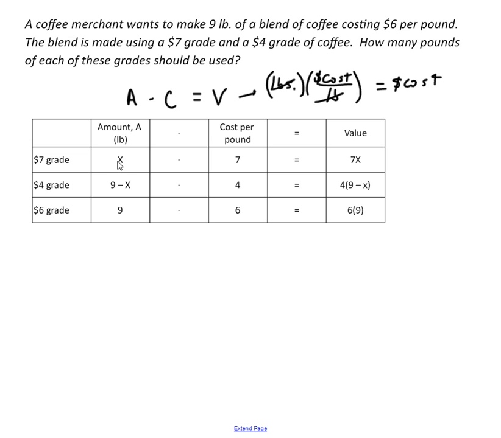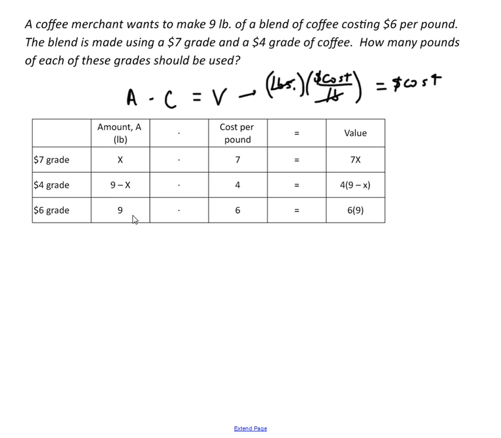And that's kind of what's going on right here. As you look from left to right, along each row you multiply. So if we take the amount of pounds, x pounds, times the cost per pound, $7 per pound, x times 7 is going to give us 7x dollars. That's how much we'd have to pay. We're going to add to that 9 minus x pounds. How do we get 9 minus x?